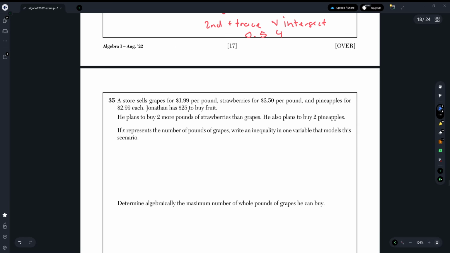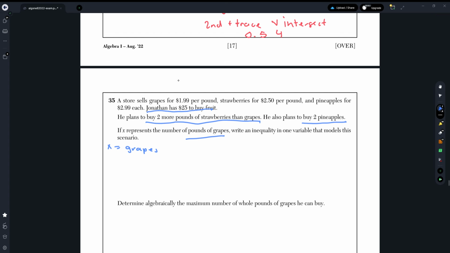35 says a store sells grapes for $1.99 per pound, strawberries for $2.50 per pound, and pineapple for $2.99 each. Jonathan has $25 to buy fruit. He plans to buy 2 more pounds of strawberries than grapes, and he also plans to buy 2 pineapples. If x represents the number of pounds of grapes, write an inequality that models this scenario. So we know that x equals grapes.